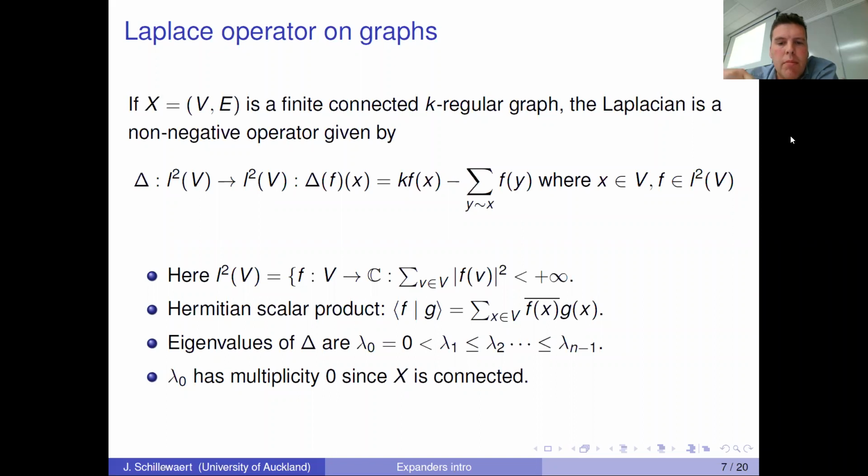And what we're going to see in a minute is that the bigger this gap is, the better our expander is. This is why it's a useful tool, because once you have this, you can use matrices, you can compute eigenvalues. That's sort of easier to do than going over all these subsets. All right, so let's have a look at this lambda 1, the so-called spectral gap.